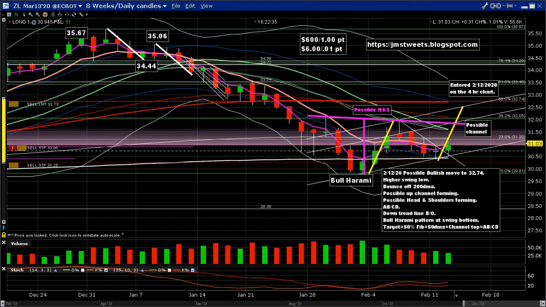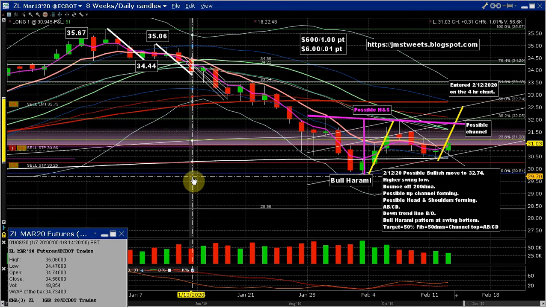Hi, I found something new that looks very promising, so I wanted to share this. This is soybean oil, symbol ZL, March soybean oil futures. This looks very bullish, and I got in it, and let me go over why I got in it.